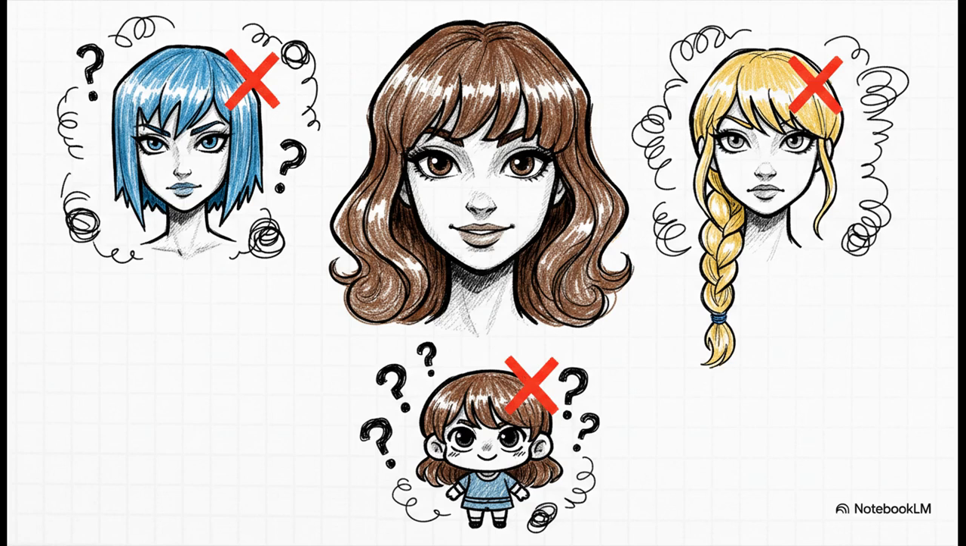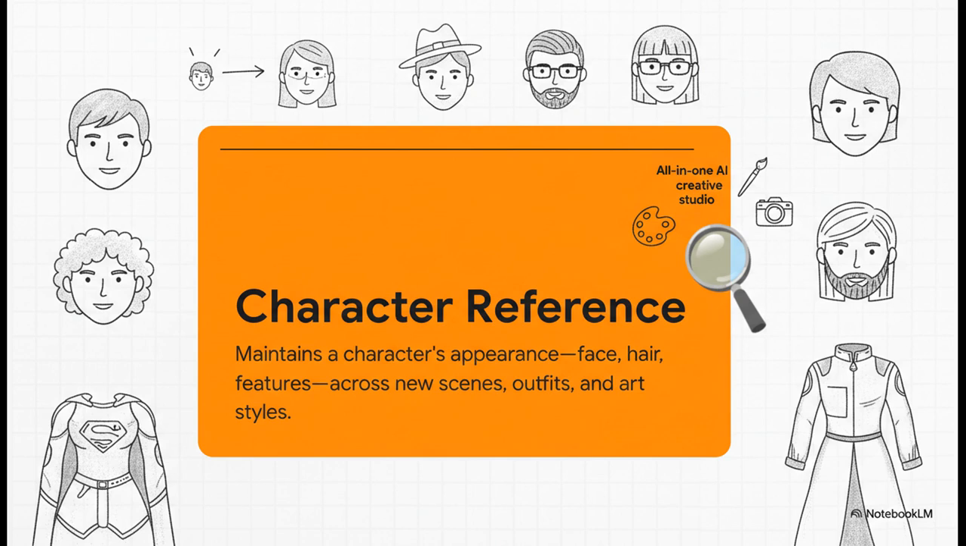All right, next up, we have a feature that solves one of the biggest headaches in AI art, character consistency. How do you make sure the same character actually looks like themselves from one image to the next? The character reference tool is the answer. You just give it a reference image, and it completely locks in that character's likeness, their face, their hair, all their unique features. Then you can put that exact character into totally new situations.